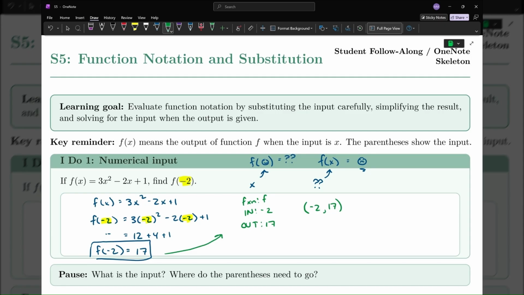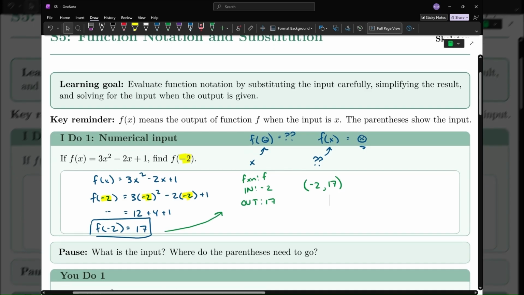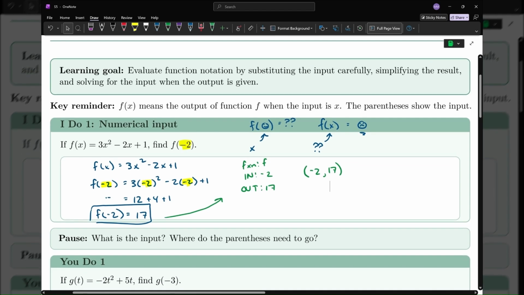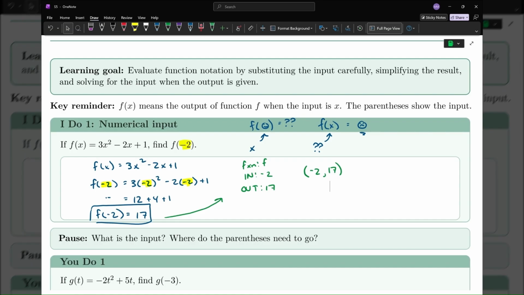Okay, I'm going to get you to try one, very similar. Yours is going to be a function g. Your input variable is t, but it's the same idea. g of t equals -2t squared plus 5t. I'd like you to find g of -3. So pause the video, try this one, and we'll come back for it.